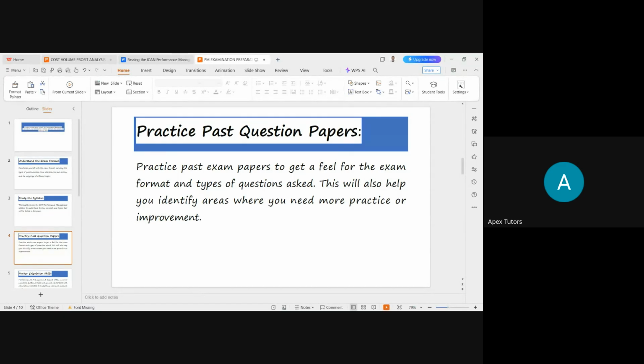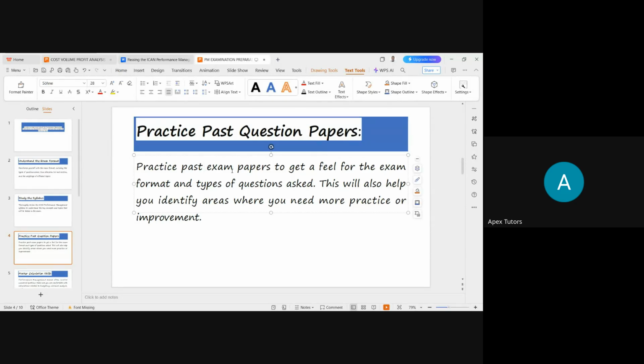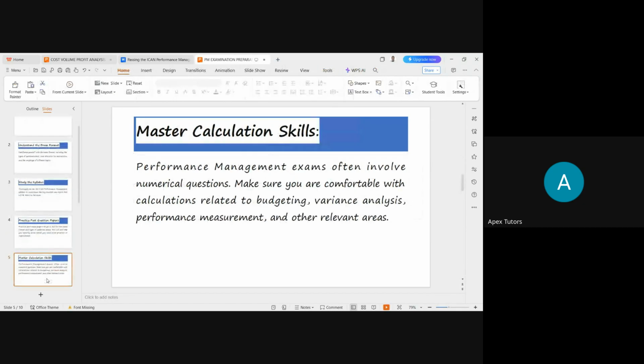And I believe we've been solving past questions. If you've not been doing that, do that, because it will put you in the exam mood. So practice past exam papers to get a feel of the exam formats and types of questions asked, because this will help you identify areas where you need more practice and improvement. So this is very important.